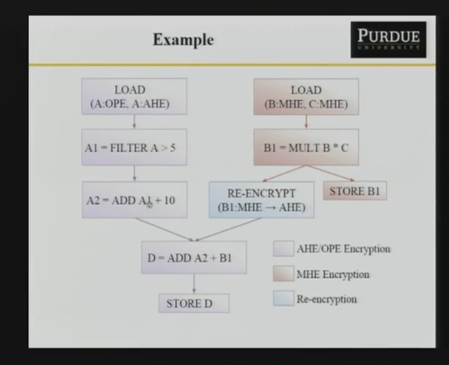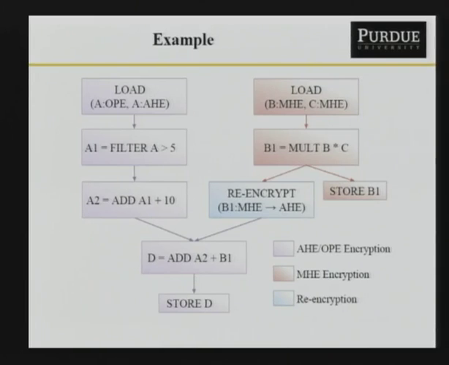Now on the right-hand side, in the orange, reddish color, we load two different columns, B and C. And these columns are both loaded in MHE. And they're loaded in MHE exactly because we want to perform multiplication, which is what we do in B1 here. And we can choose to store the result. It might be interesting on its own accord.